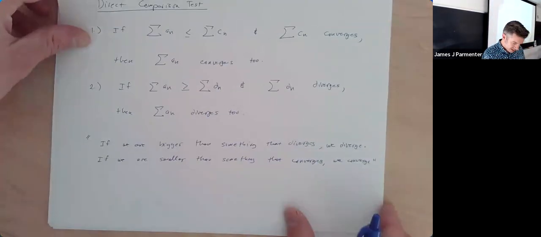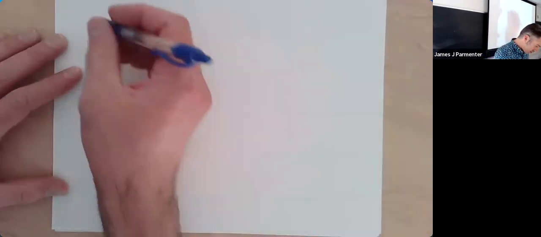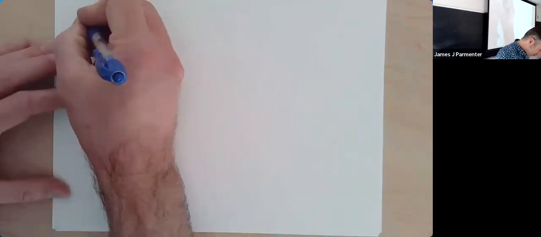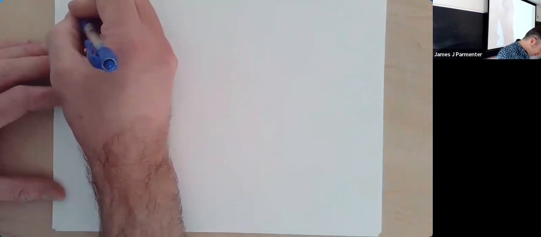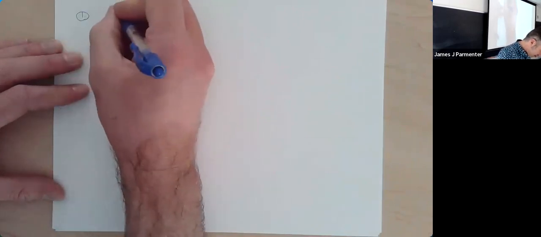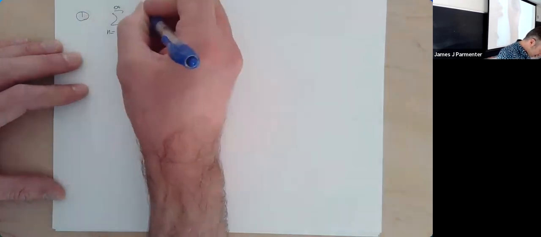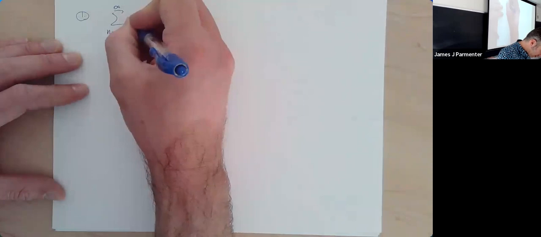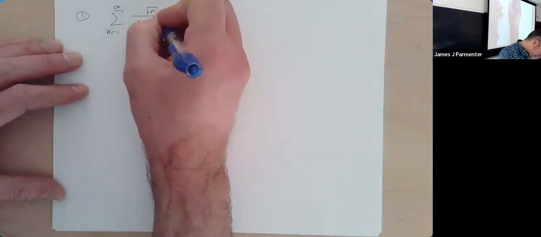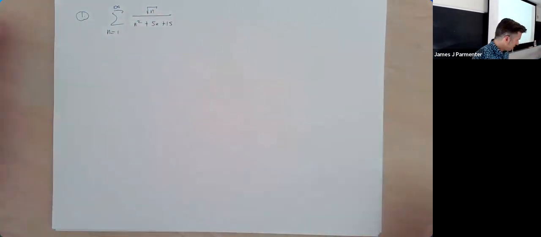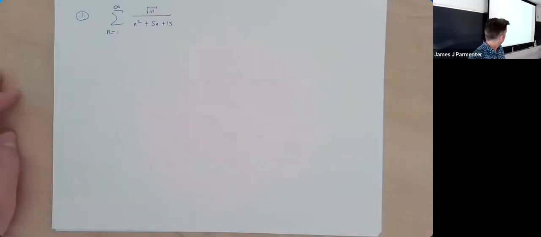Some of the time the direct comparison test is perfectly great. For example, let's do some numbers here. For example, the sum from n equals 1 to infinity of the square root of n over n squared plus 5n plus 15. So a couple things I would think about here.